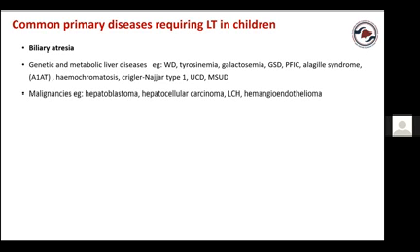What about malignancies? There are unique types of malignancies which occur in children like hepatoblastoma, hepatocellular carcinoma, Langerhans cell histiocytosis, hemangioendothelioma, and so on. When these malignancies involve the entire liver, all the segments, both lobes, then there is no other option other than replacing this liver with a new liver. Basically, when the primary tumor is not resectable.